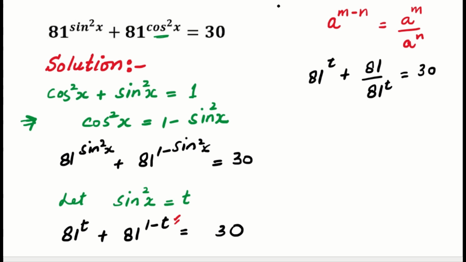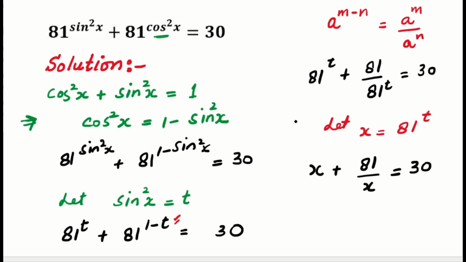So we will again make a substitution. Let 81 to the power t be equal to x. We will put in this value in the expression: x plus 81 over x is equal to 30. From here we will multiply x on both sides. We will get x square plus 81, x will cancel out with x, is equal to 30x.